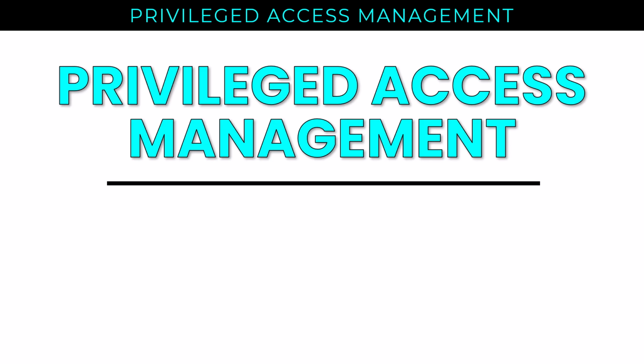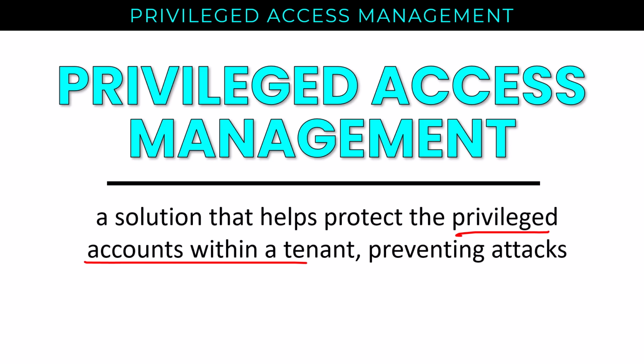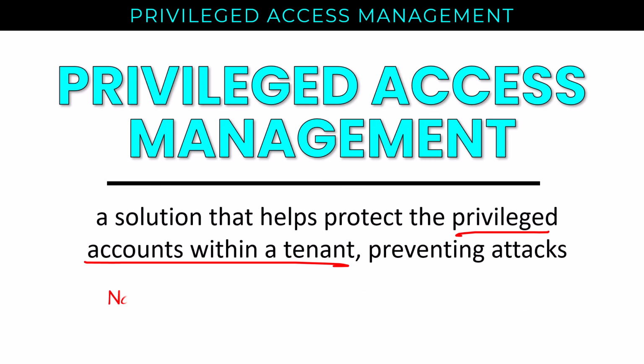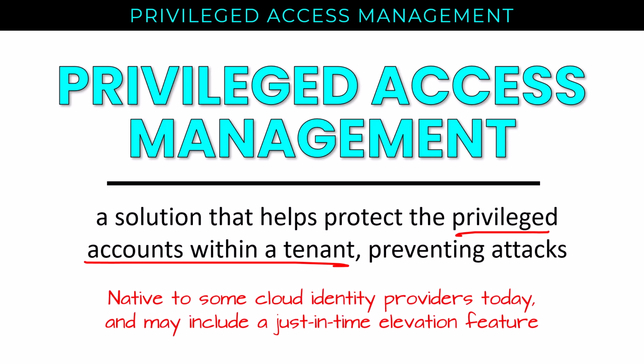So let's talk about privileged access management for a moment. This is a solution that helps protect privileged accounts within a tenant, preventing attacks. It also provides visibility into who is using privileged accounts and what tasks they are being used for. So native to some cloud identity providers today, you may see a just-in-time elevation feature that allows users to activate a privileged role to perform their tasks, and then that privilege is removed when they indicate they are done with the task or after a finite period of time.